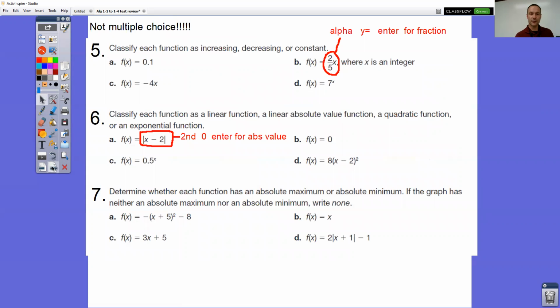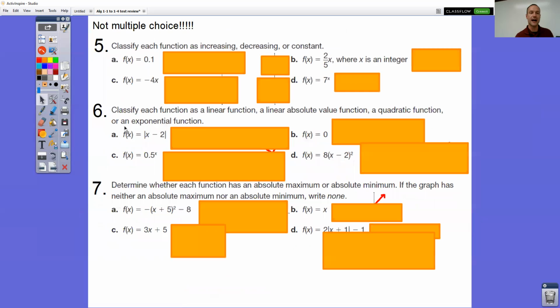The next type of question, classify each function as increasing, decreasing, or constant. So what you would have to do is go in and graph these. Remember, y equals is your f of x. So you just type in y equals 0.1. You would get a graph that looks like this. It would just be a straight line going straight across. So that is a constant.